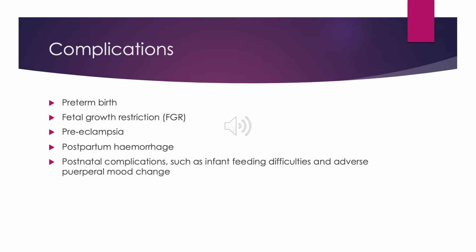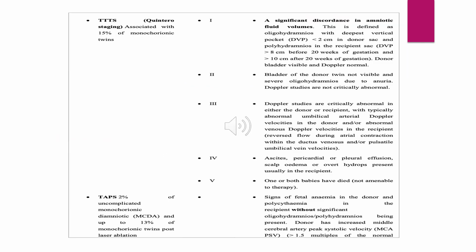The most common complications are preterm birth, fetal growth restriction, increased risk of preeclampsia, increased risk of postpartum hemorrhage, and increased risk of postnatal complications. These are general complications for twin pregnancy, plus increased risk of maternal anemia. Now, the specific risks for monochorionic twin gestation.